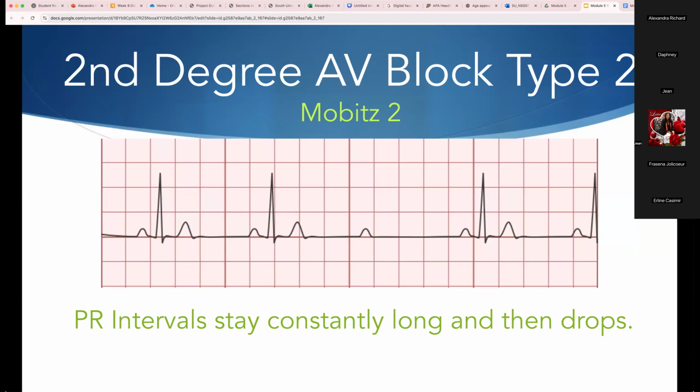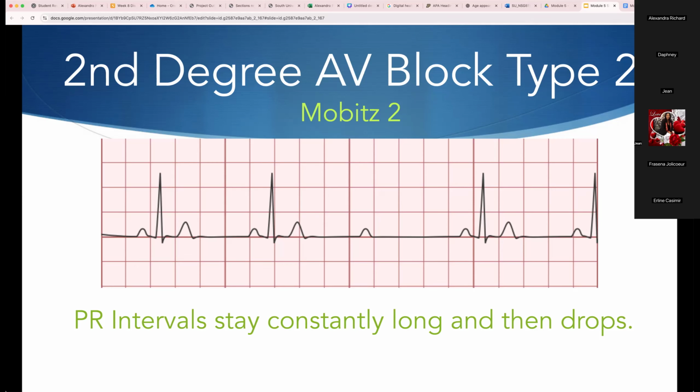So write this down. So far in your notes, you should have that first degree AV block, the PR intervals are always too long, but they're always the same. Second degree AV block type 1, which we just saw, is the longer, longer, longer, drop, Wenckebach.